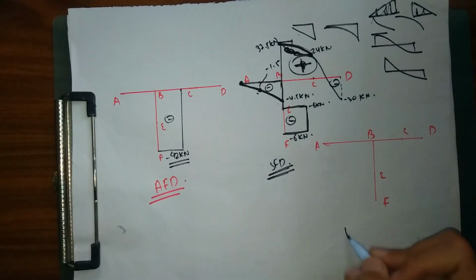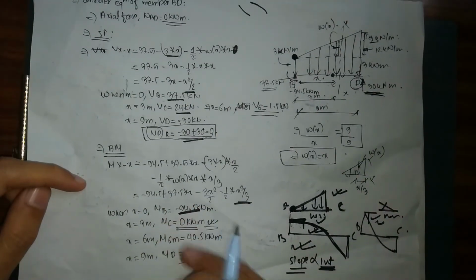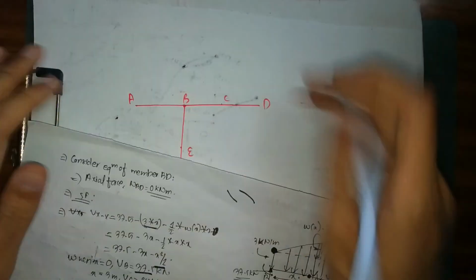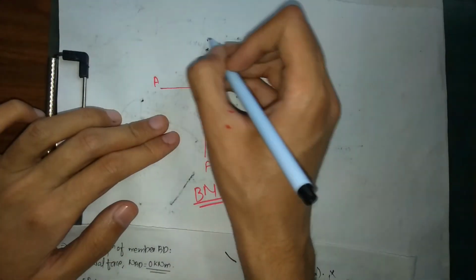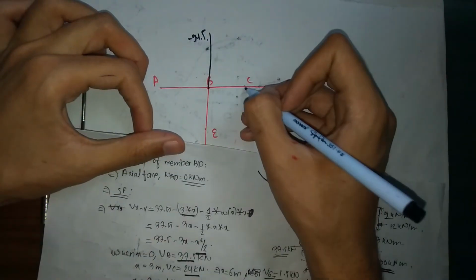So now finally for our bending moment. Firstly, I'm going to begin with my member BD. For member BD, I have my bending moment of minus 94.5, 0, 40.5 and 0. So at B it is minus 94.5. Next at C I have a 0.